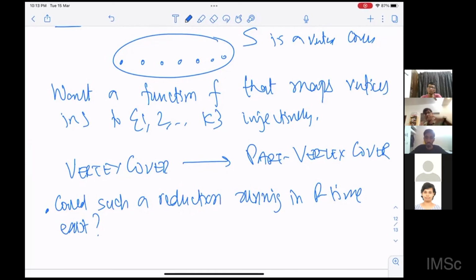But can there be a reduction from a P time problem to an NP complete problem? Yes, it always exists because P is contained inside NP. Which implies if a problem is NP complete, there is a polynomial time reduction from any problem in NP to it. Or the other way around, whatever it is. Okay, so we cannot expect a reduction from vertex cover to partition, but this is fine.